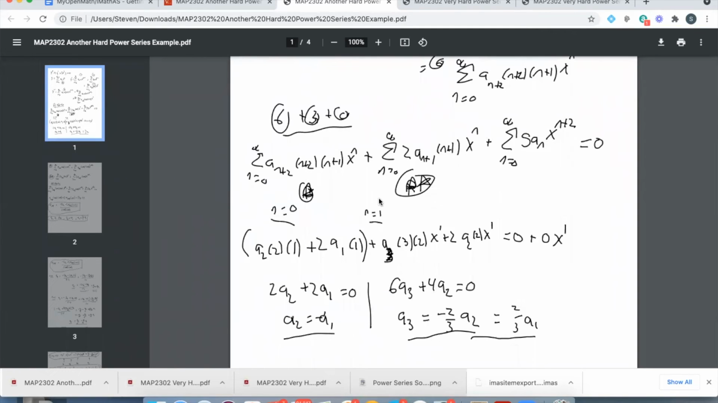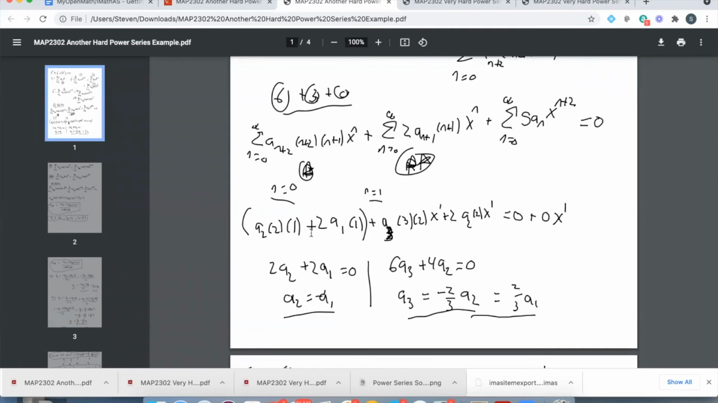Okay, so the x to the 0. Remember, I'm thinking about my power here, not necessarily the value of n. I'm thinking x to the 0 power. This guy doesn't have any x to the 0 powers. These two do. If I plug in n equals 0, so plug in n equals 0 everywhere here and here, that gives me this equation.